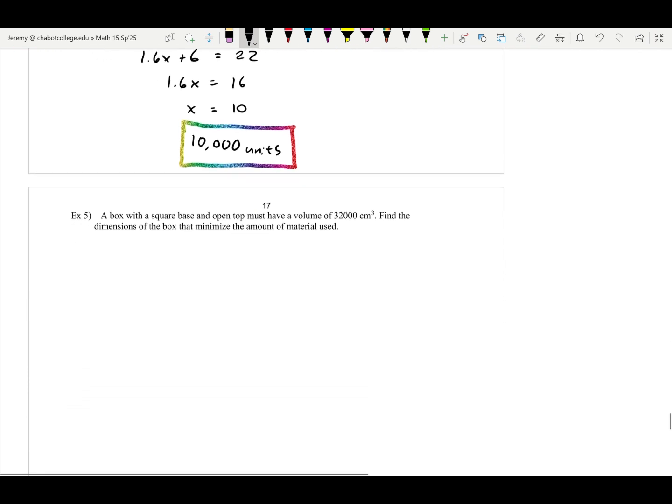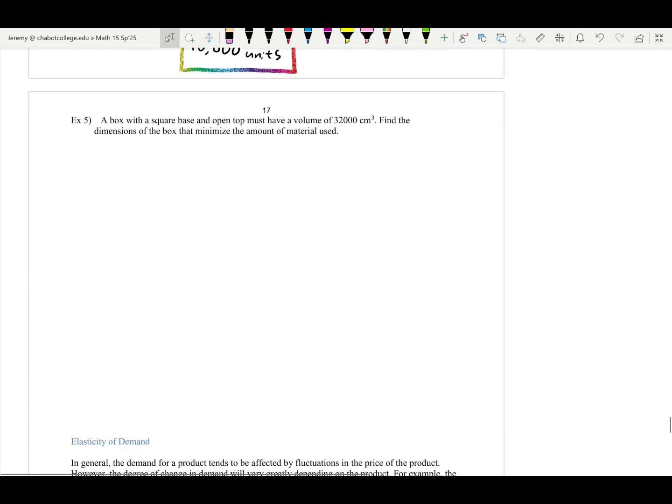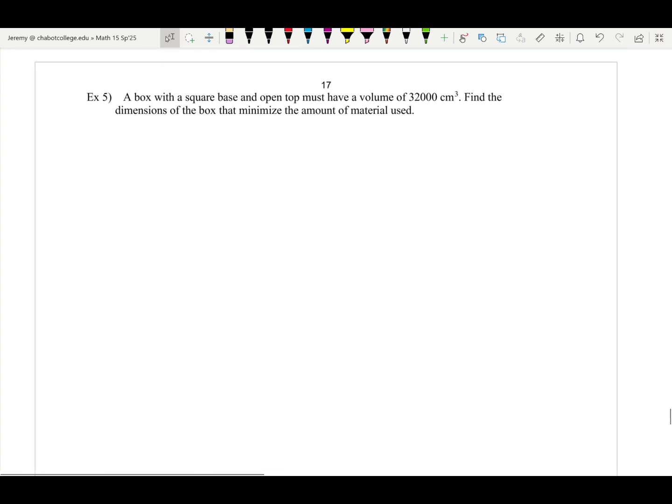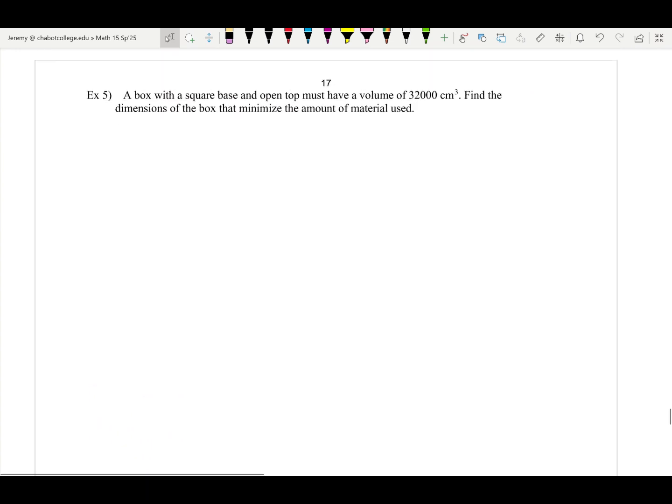Okay, very good. We've got one more box problem that deals with optimization before we move on to something a little different. But let's read through example 5. A box with a square base and open top must have a volume of 32,000 cubic centimeters. Find the dimensions of the box that minimize the amount of materials used.